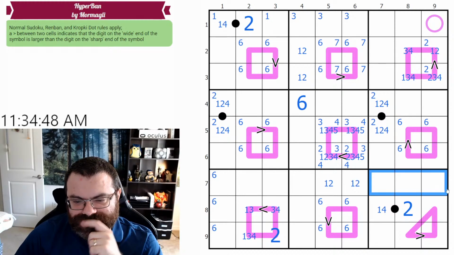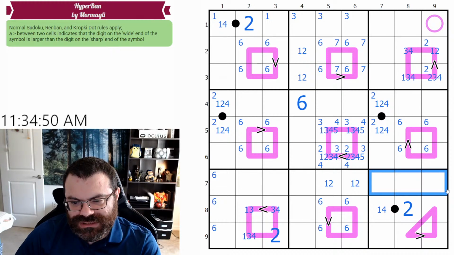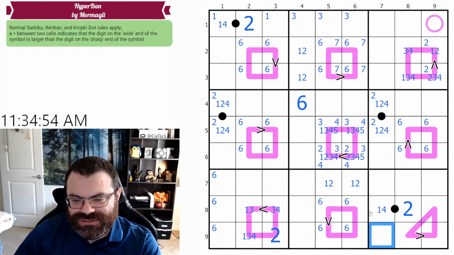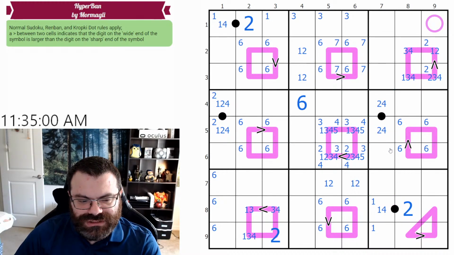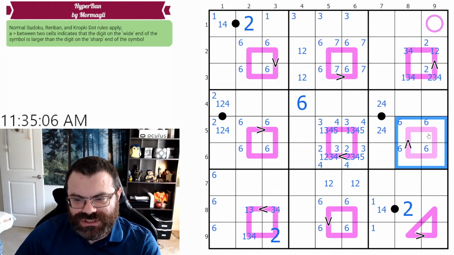I can pencil 1s in this box. Oh, true. We know 1 can't be on the Renban anymore, and 1's not here. So 1s are here, and they point up, meaning this is a 2-4 pair. So this can't have a 4 on it. So this is from 5 through 9. So it has 6, 7, and 8 on it. This is not a 5, that's not a 9.